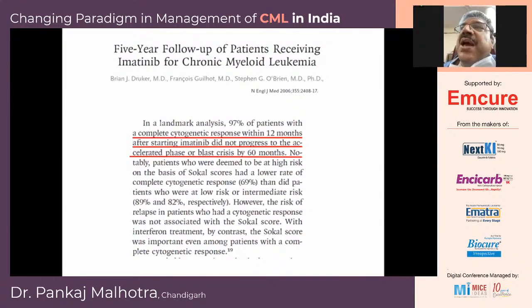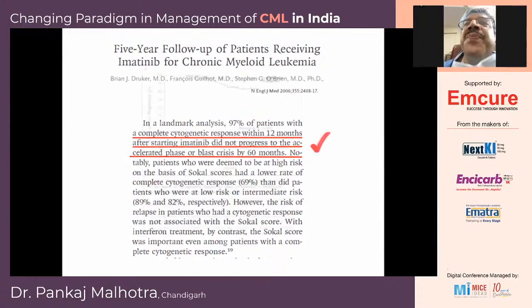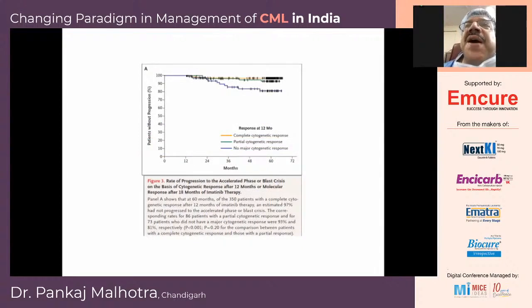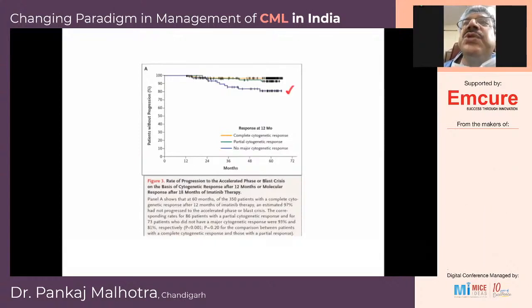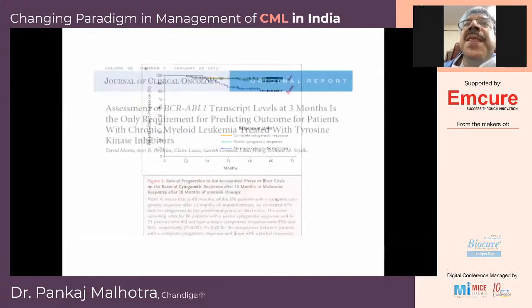That means at 12 months, you could predict that this patient will do well over the next 5 years. And these are the graphs. The patients who did not achieve a hematological response did not do well, whereas the patients who achieved a cytogenetic response did well.